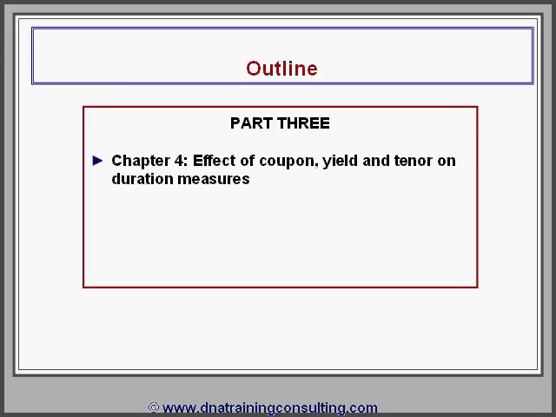Finally, in Part 3, Chapter 4 examines more deeply the relationships between a bond's duration measures and its coupon and tenor, and summarizes these relationships in tabular and graphic formats.